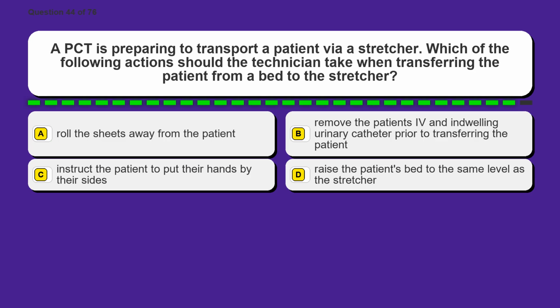Question 44. A PCT is preparing to transport a patient via a stretcher. Which of the following actions should the technician take when transferring the patient from a bed to the stretcher? Option A, roll the sheets away from the patient. Option B, remove the patient's Foley indwelling urinary catheter prior to transferring the patient. Option C, instruct the patient to put their hands by their sides. Option D, raise the patient's bed to the same level as the stretcher.